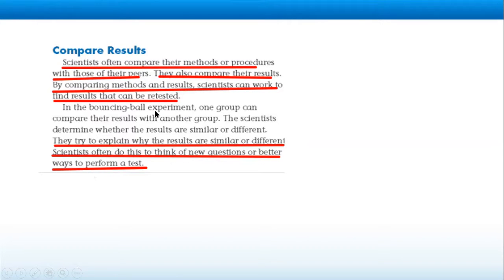In the bouncing ball experiment, one group can compare their results with another group. Then they try to explain why the results are similar or different. Maybe they have similar results or different results. Scientists often do this to think of a new question or better ways to perform a test.